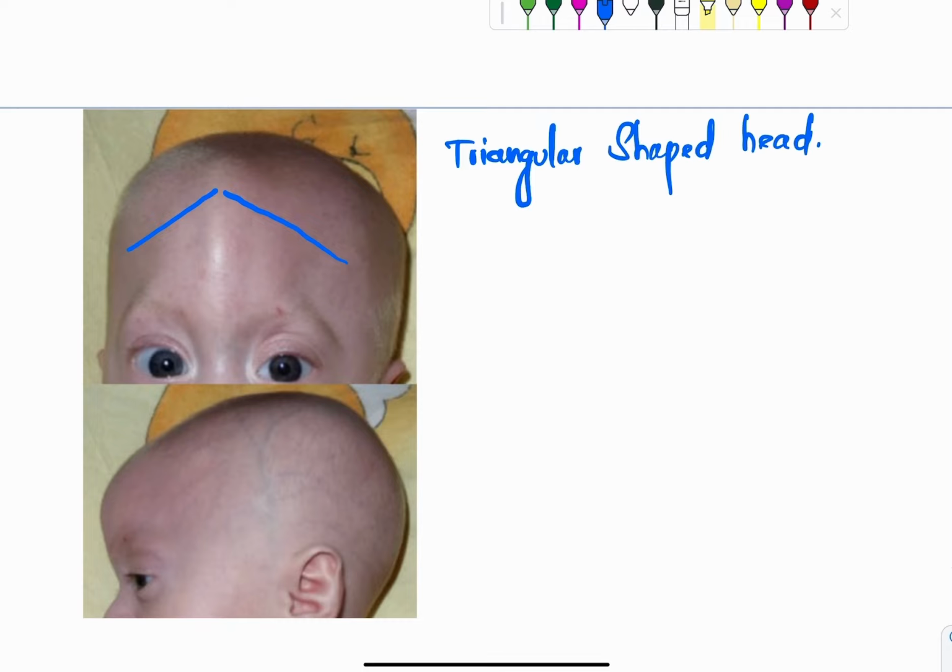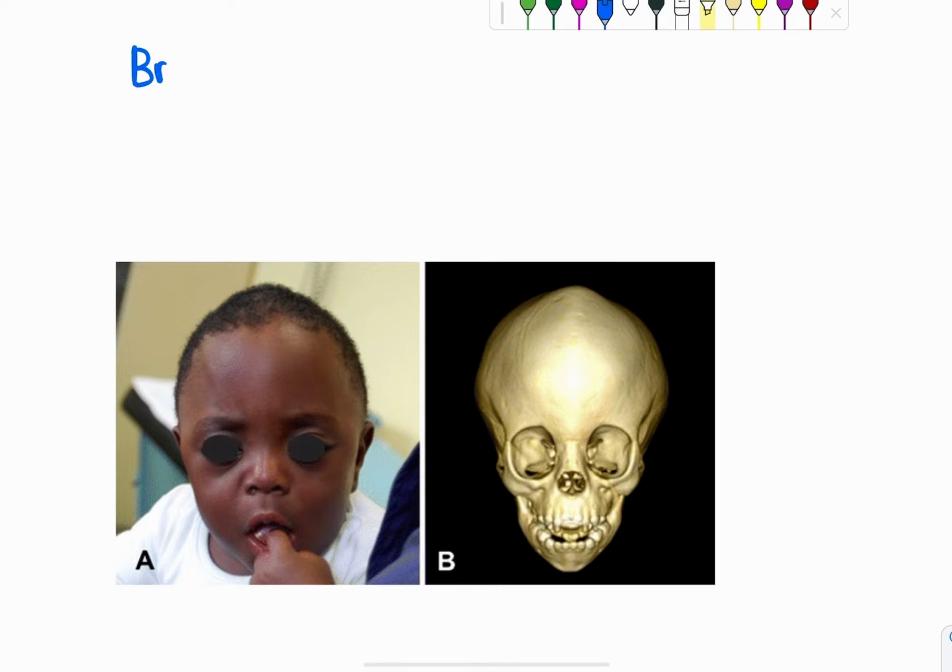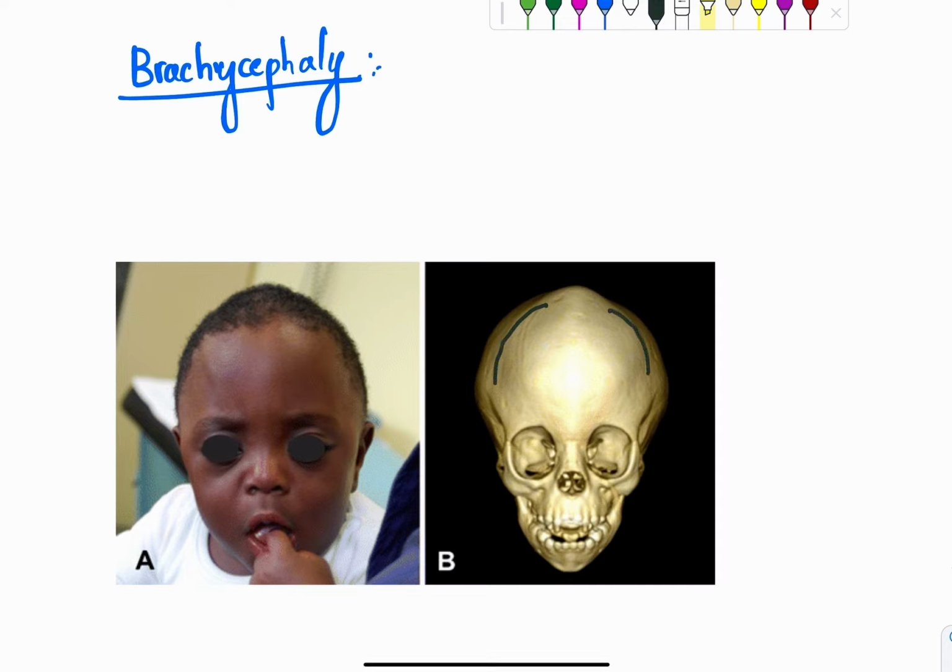Now after this is the next picture here. This next picture is the picture of brachycephaly. What brachycephaly is, see here we have got a coronal suture like this, and here we have got a coronal suture, right? So both the coronal sutures fuse. So I can write it as bilateral fusion of coronal suture. So when there is a bilateral fusion of coronal suture, this is how it looks.